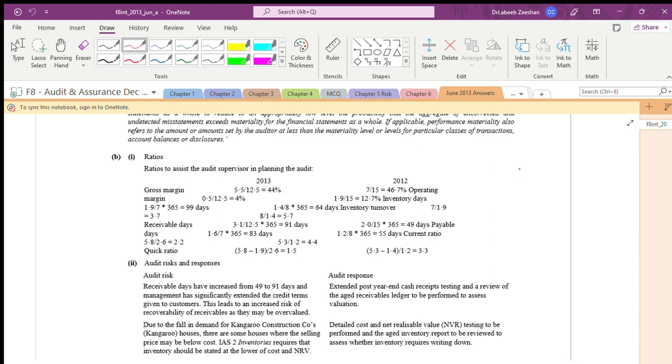What have they mentioned? What have they done? They have calculated gross profit margin, operating margin, inventory number of days, and inventory turnover. They have calculated receivables, current ratio, payables, and they have calculated quick ratio also.